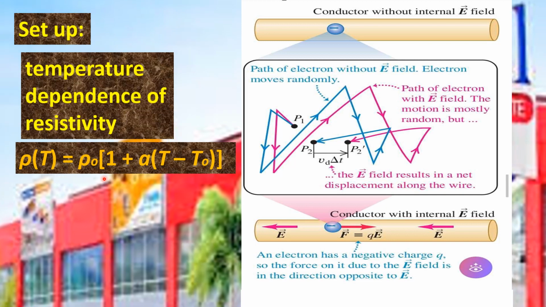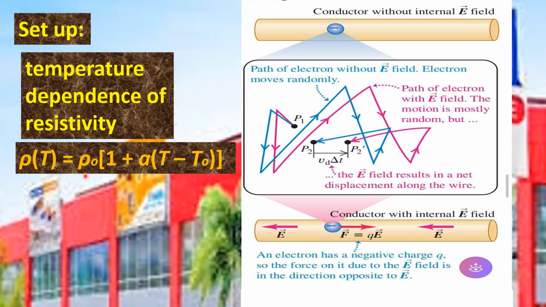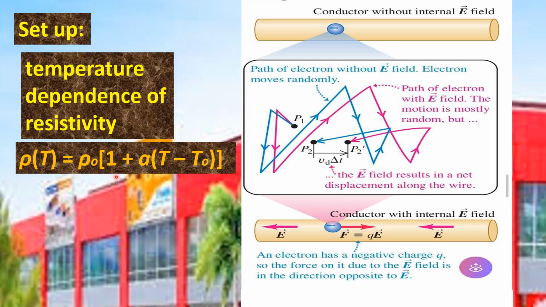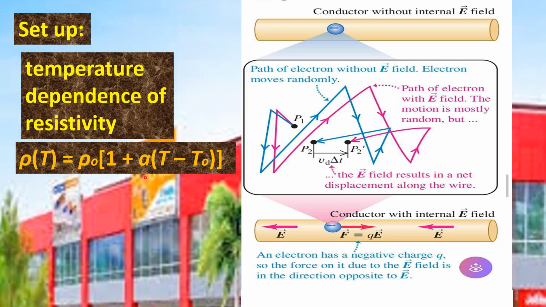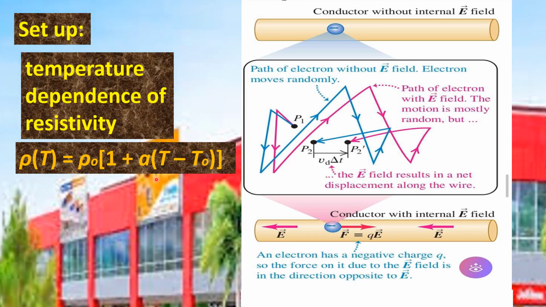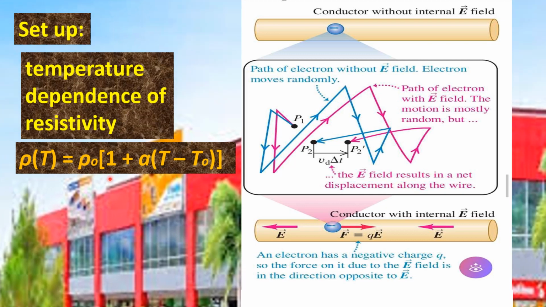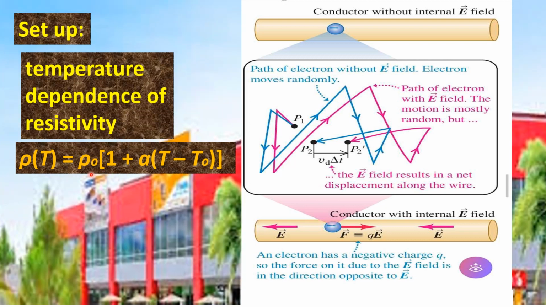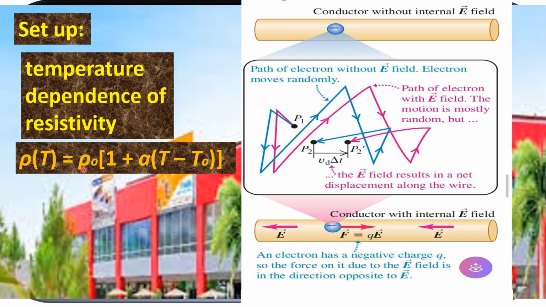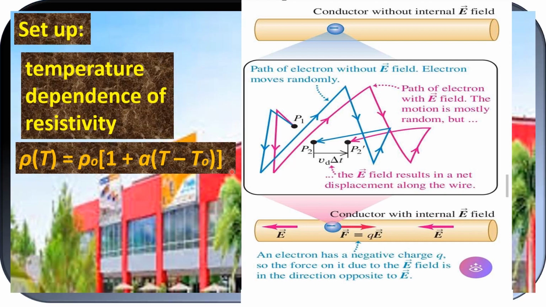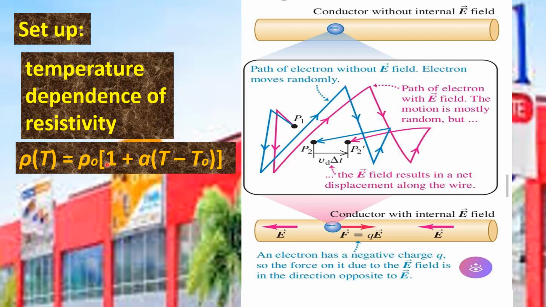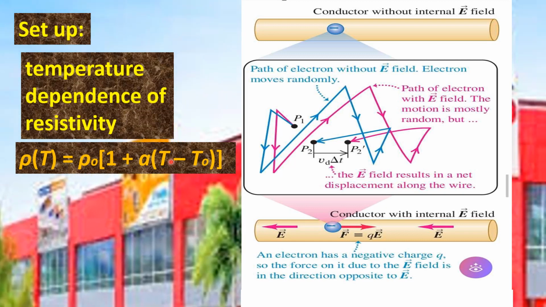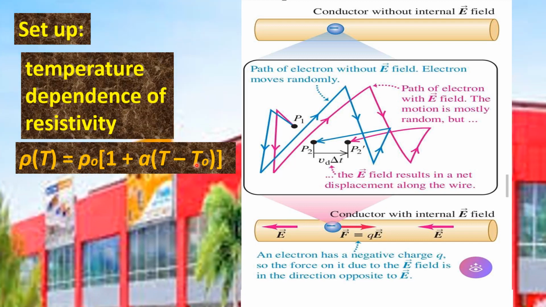Rho naught is the resistivity of the same conducting wire at a certain reference temperature. The reference temperature taken is usually 0 degrees Celsius, or in this problem, we are using 20 degrees Celsius as the reference temperature. So this rho naught will be multiplied by the value of the quantities inside the bracket.